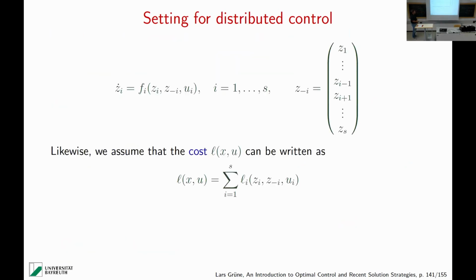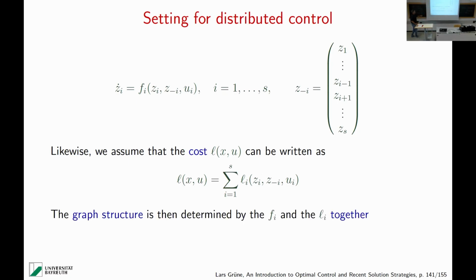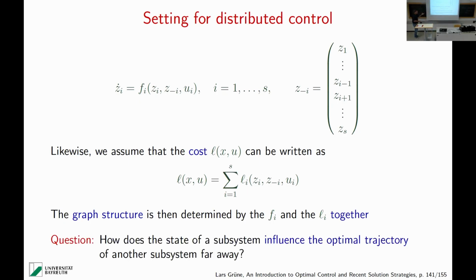Okay. And likewise, we could have a coupling in the cost, right? You have this Lagrange term L in the integral cost, and whenever Zj appears in Zi, then we also have a link in the graph. So the graph structure is determined by the Fi and the Li. Whenever there is a connection, no matter whether it's here or there, we have this edge in the graph.